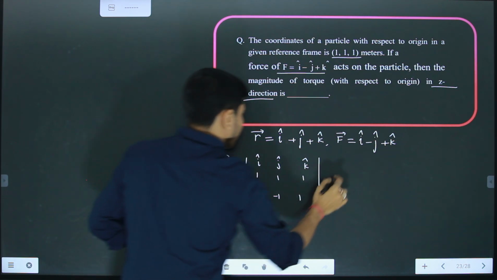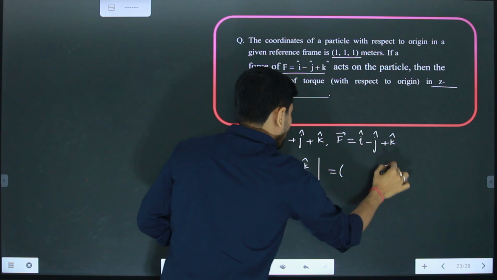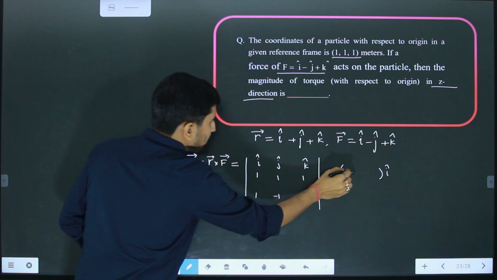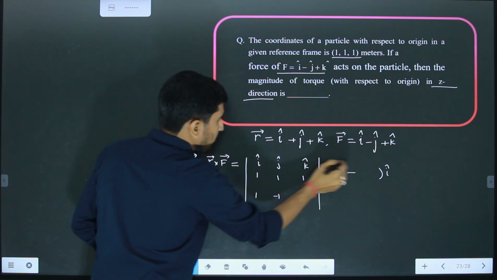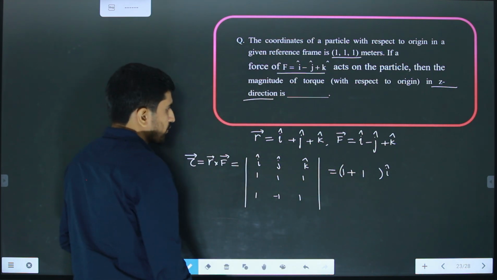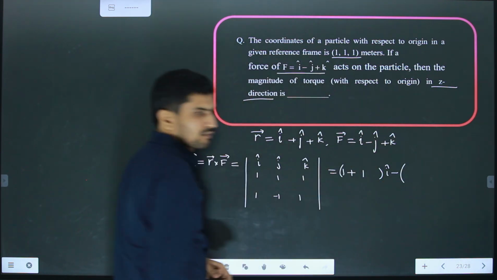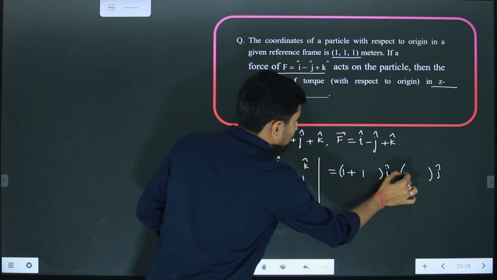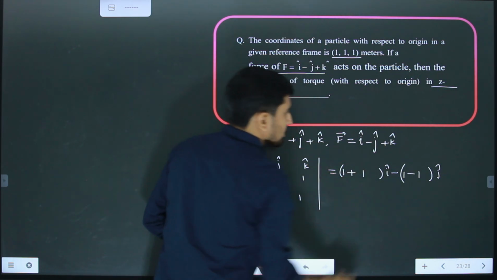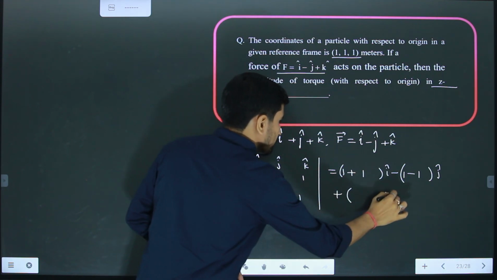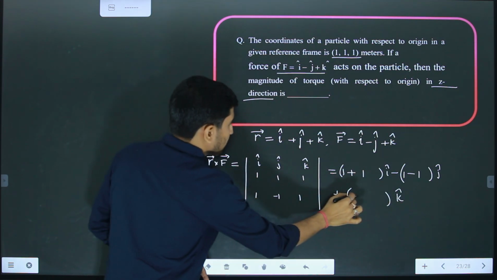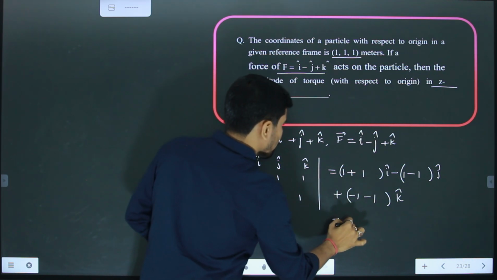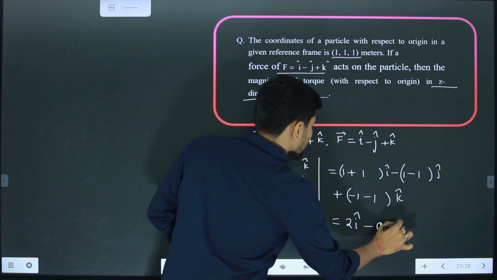Well, so this is equal to, what is i cap? For i cap, 1 into 1, 1 minus 1 into minus 1, minus 1 into 1 minus 1, that will be plus 1. Okay. All right. Then for j cap, 1 into 1, 1 minus 1 into 1, and for k cap, 1 into minus 1 minus 1 minus 1 into 1, 1 into 1, this is 1. So this will be equal to 2 i cap minus 0 minus 2 k cap.